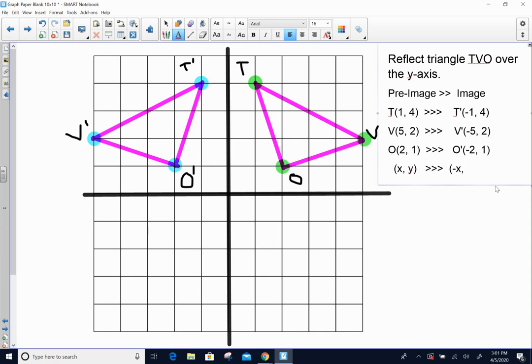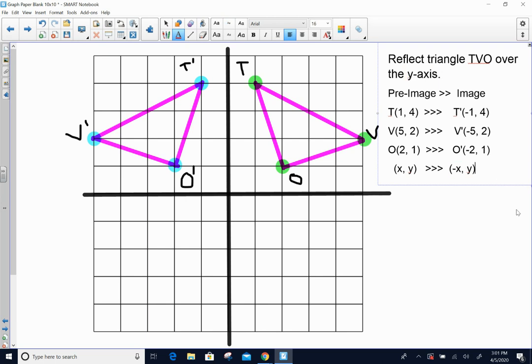All right, let's see if our Y's changed. I had 4, those are the same. My 2's are the same. My 1's are the same. So Y doesn't change at all. So if you're thinking about reflecting something over the Y-axis, you're going to have the opposite of X, and then your Y stays the same, which is kind of weird because you're thinking Y-axis, but it's your X value that changes.